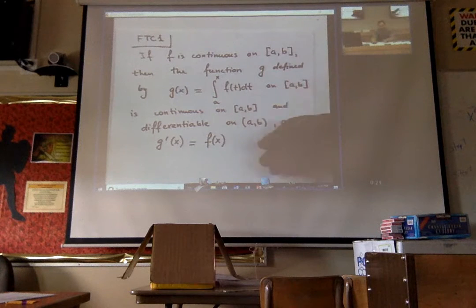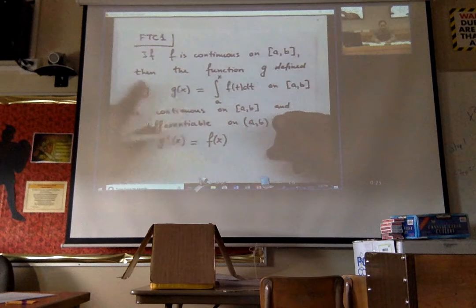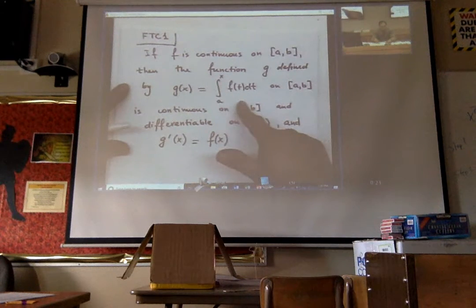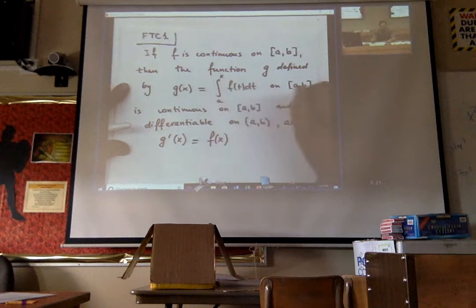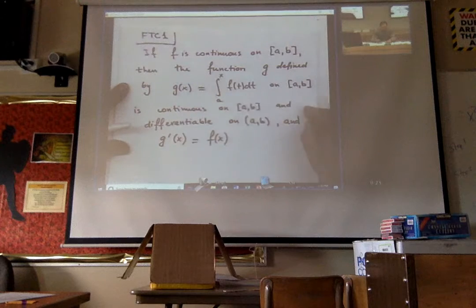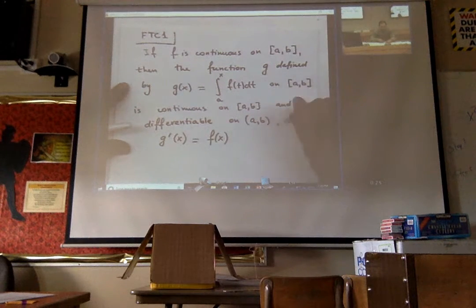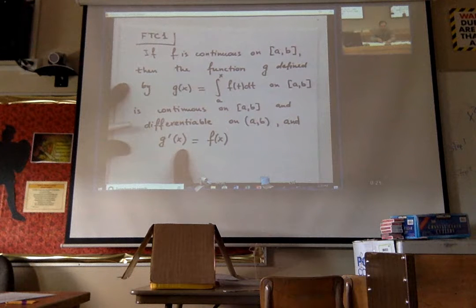Then we know that the function g of x, which is the integral of f on the interval a to x, so it's changing, don't forget, this function will be continuous. This function will be differentiable. That means I can take the derivative, and if I take the derivative, what do I get? G prime of x. I get my what?